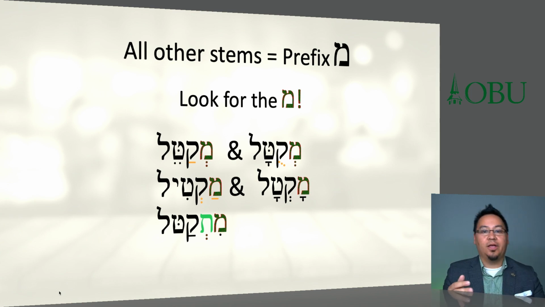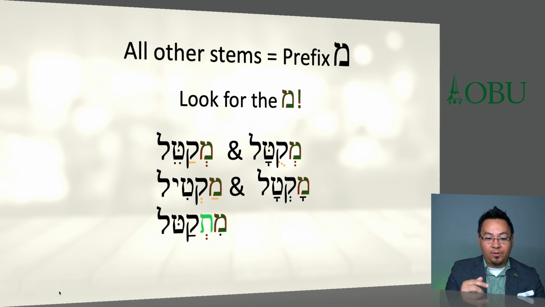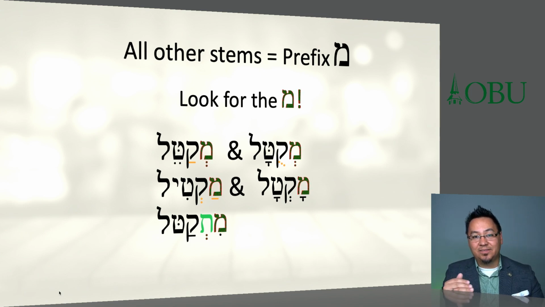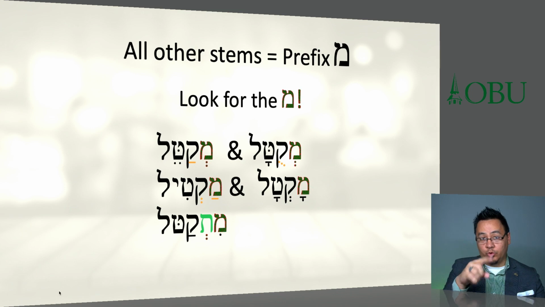The list goes on with this, right? We have a Piel over there with the next one. We can go down and we can have a maqtil, which is a Hifil. We can have a mitqatel, which is a Hitpael. So if you see a mem added on to the beginning of the verb root, know that it's a participle.